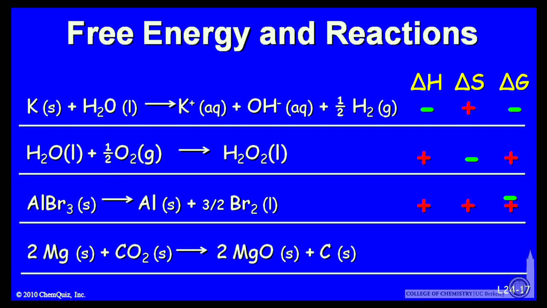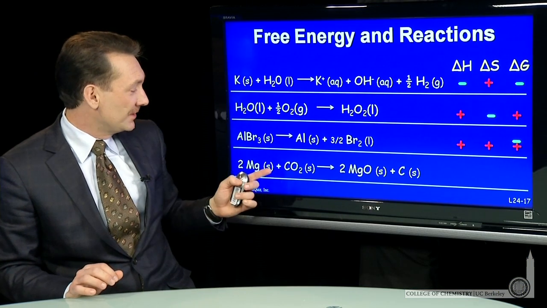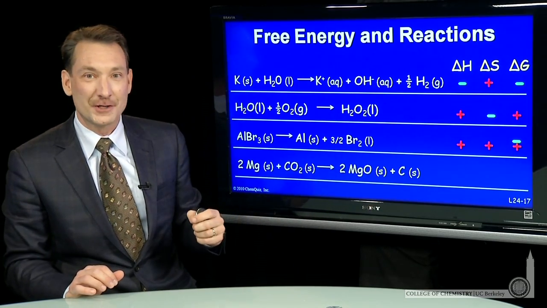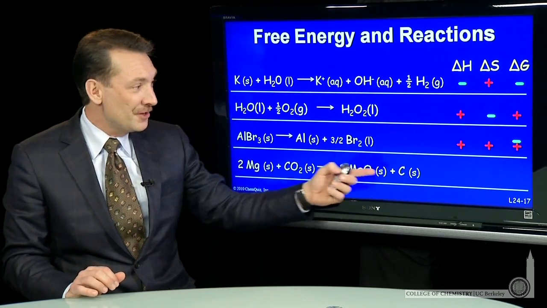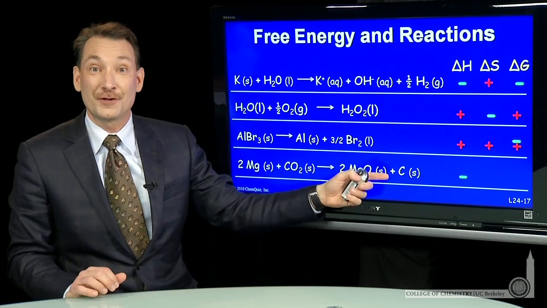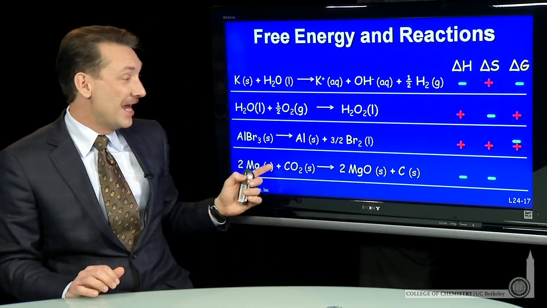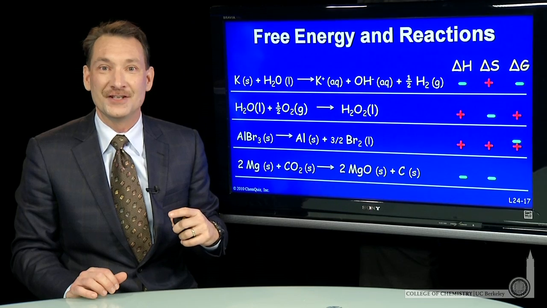Here's one of my favorite reactions, magnesium reacting with carbon dioxide to form magnesium oxide and solid carbon. This one, it's a little less clear. Everything's a solid, so entropy-wise, it's hard to predict. Enthalpy-wise, this is an exothermic chemical reaction. Entropically, there's a decrease in entropy as you go.